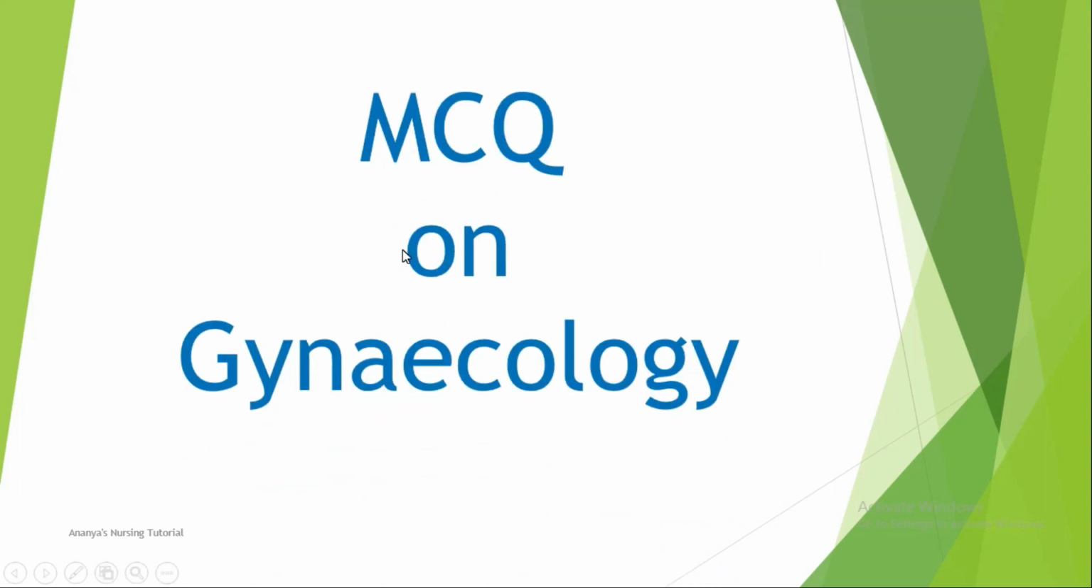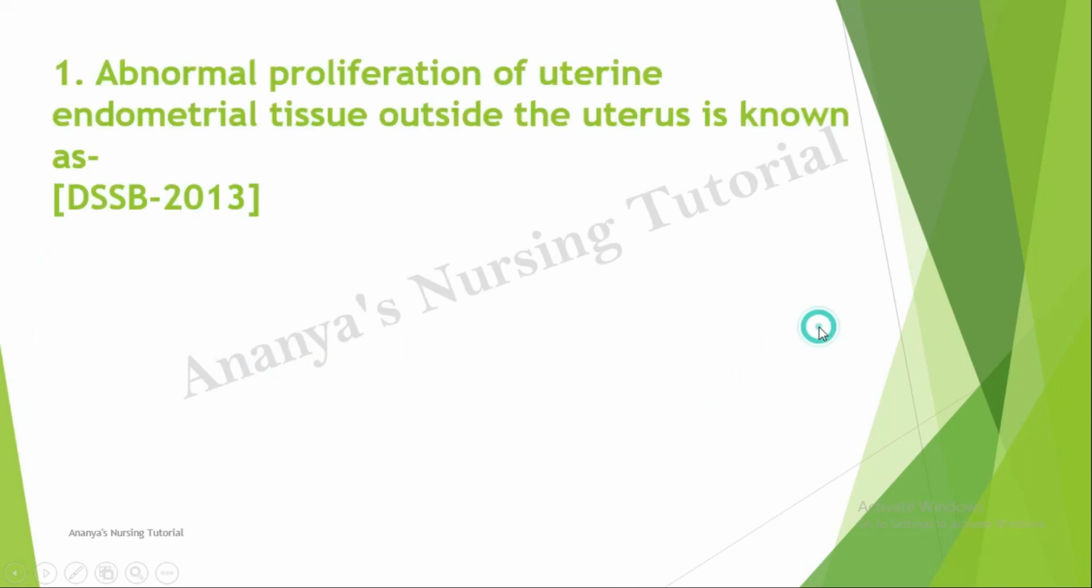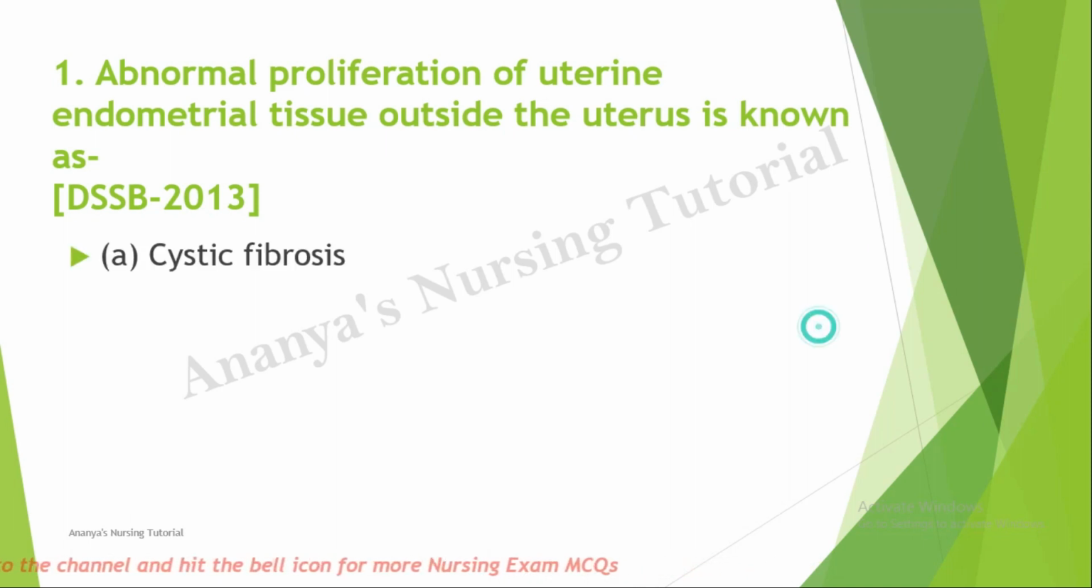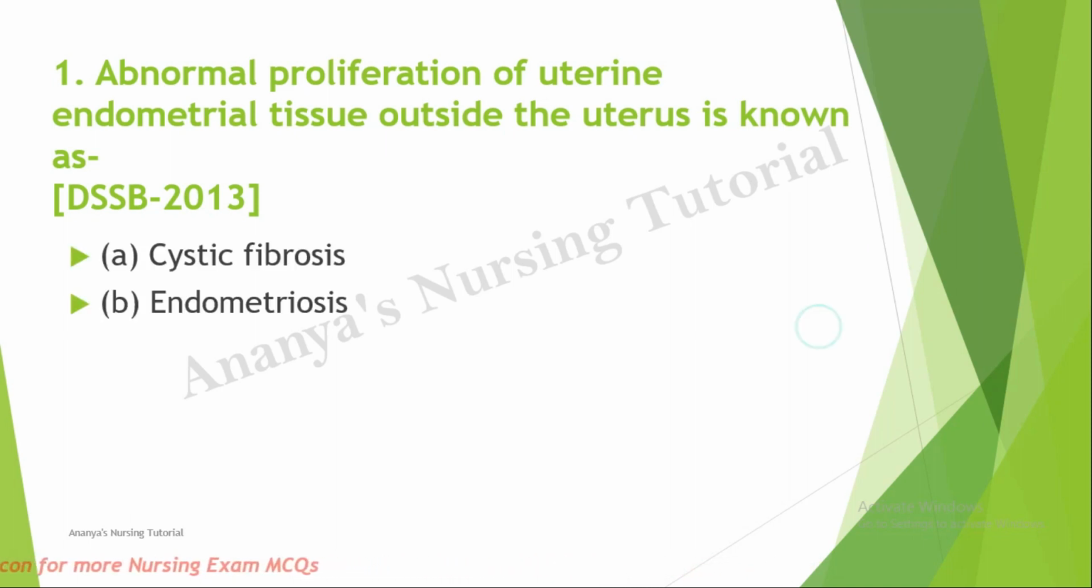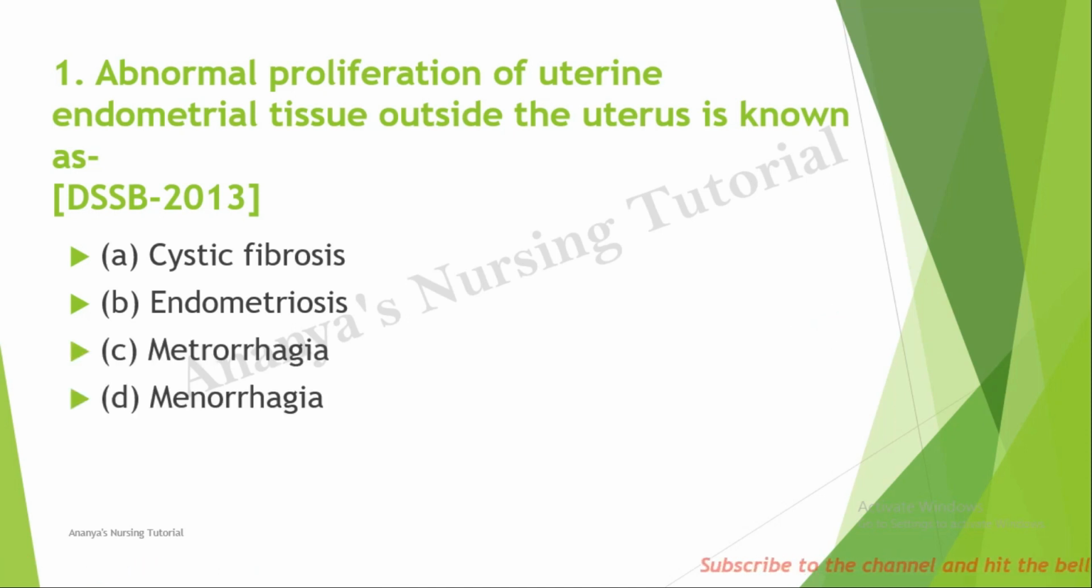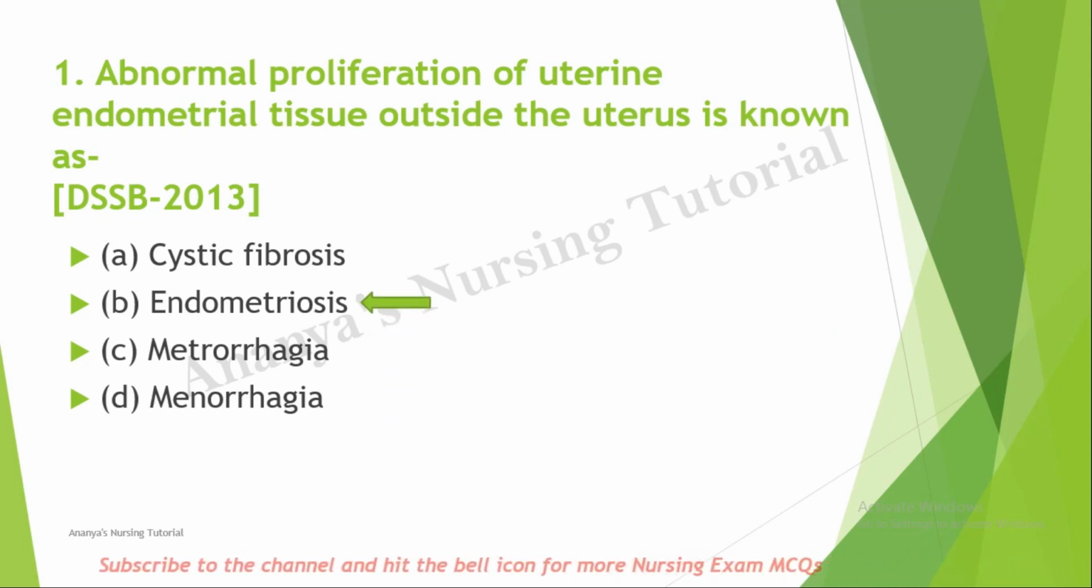So let us start with the MCQs on gynecology. These questions are very important for the upcoming nursing competitive exams. So first question is, abnormal proliferation of uterine endometrial tissue outside the uterus is known as cystic fibrosis, endometriosis, metrorrhagia, menorrhagia. The correct answer is endometriosis. So abnormal proliferation of uterine endometrial tissue outside the uterus is known as endometriosis.